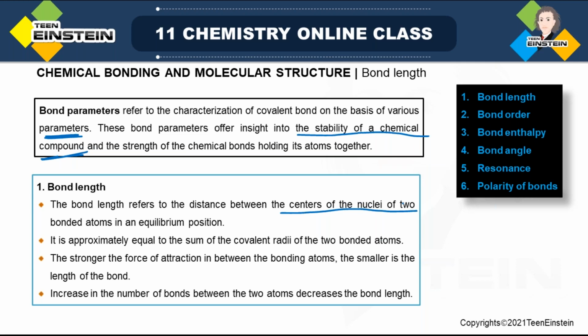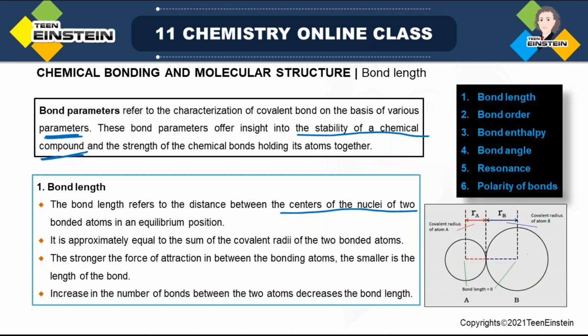Equilibrium position, this condition must be mentioned properly, because their position may not be fixed, because they are always vibrating. It is not that they are sticking to each other. They are always vibrating. Their position may be changed, but it is when they are in equilibrium position, then only you can apply this definition, that it is the distance between the center of the nuclei of two bonded atoms. So here we have bond between atom A and atom B. Atom A is slightly smaller in size, but this is the nuclei.